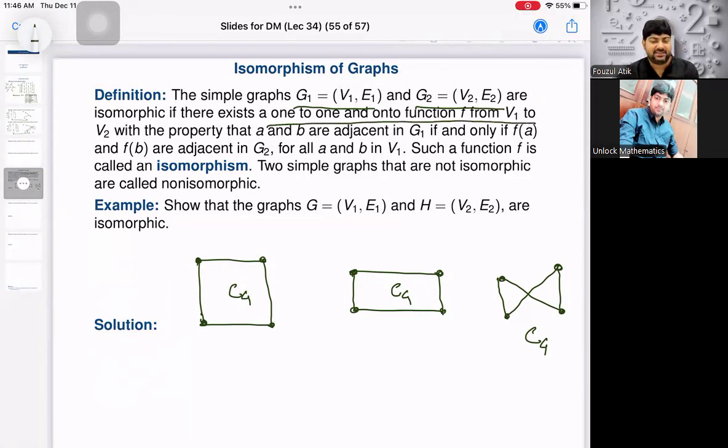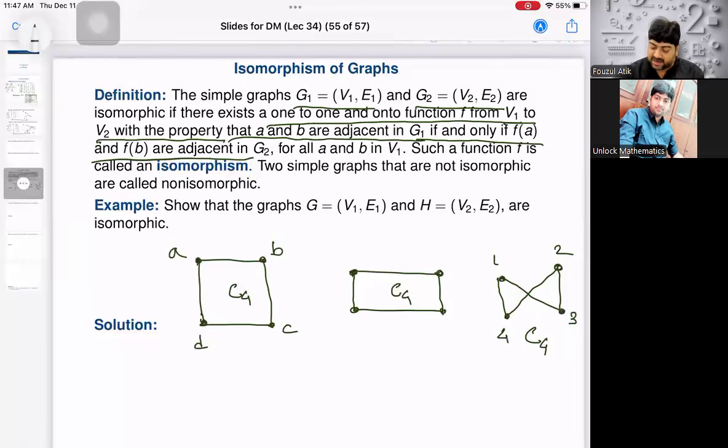That means there exists a bijective function f from the set V1 to the set V2 with the property that A and B are adjacent in G1 if and only if f(A) and f(B) are adjacent in G2, for all A, B in the vertex set V1. Nothing to worry about, I'm just naming some vertices here. Let us understand through this example: A, B, C, D, and I have some names, maybe 1, 2, 3, 4.